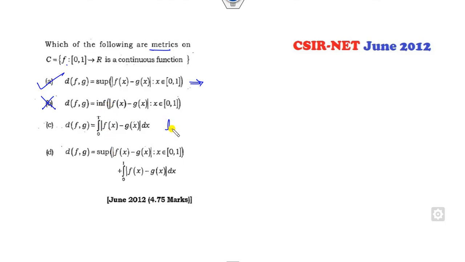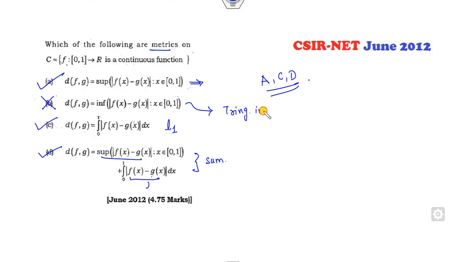What is that? This is nothing but the L1. This is a metric. This is my L1. This is the metric. Supremum is the metric. So sum of the two metrics is also a metric. So the right answers are A, C and D. You can clearly say in this case the triangular inequality does not hold because of this infimum.